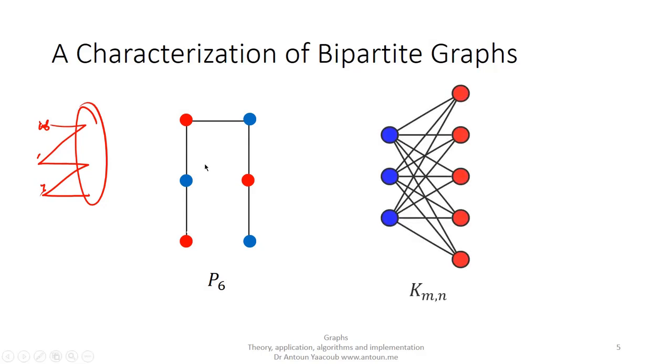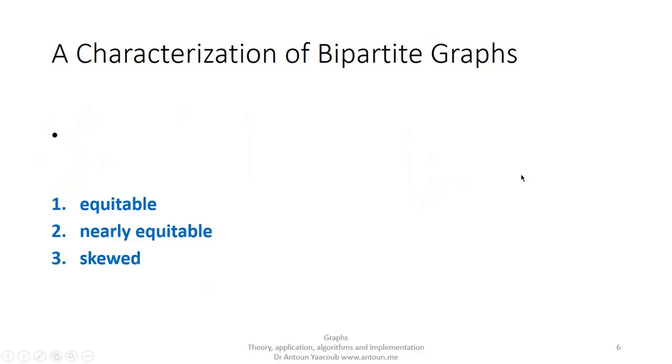Again, also for K_{m,n}, it's indeed bipartite. The vertices of the two parts can be colored blue or red respectively, and each edge of this K_{m,n} is incident with one blue vertex and one red vertex. So it should be clear from here that all trees obviously are bipartite. So we classify bipartite graphs as follows.